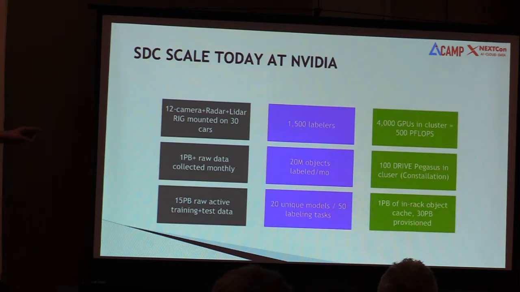And then DRIVE Pegasus in cluster. That's an interesting one, something we call Constellation. The hardware that's running in the car is racked in our data centers, so we can actually run as if it was in the car. Everything happens as if we were in the car, so we can do proper testing. That's one thing NVIDIA is pretty good at, having this unified hardware platform. And we have tons of data, tons of object storage.